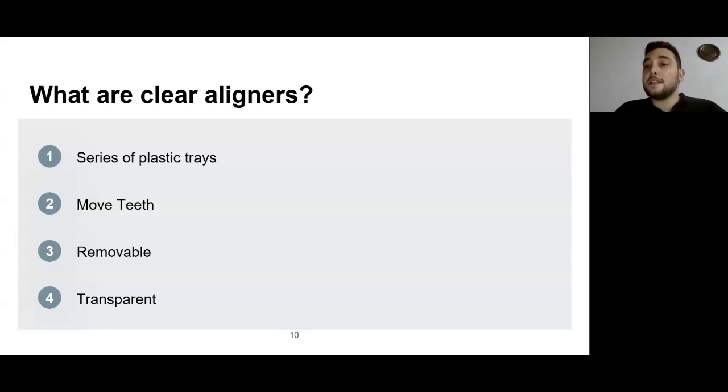To answer in the simplest terms, clear aligners are an orthodontic device that helps doctors move teeth and align them in the correct way. It does that by using a series of plastic trays. These are tailor-made plastic trays that are removable and transparent, and they are made with a slight mismatch according to your teeth. This slight mismatch will generate push forces that will move teeth to the desired position.